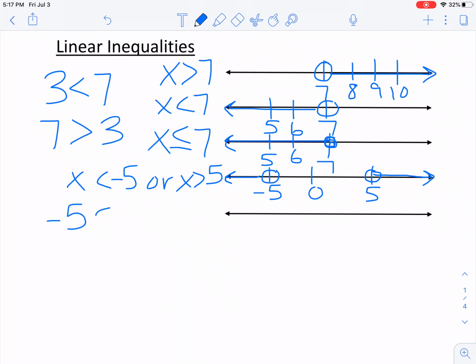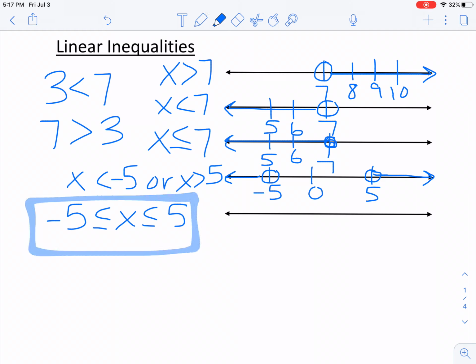If x is between -5 and 5, I like to call this the sandwich notation. What this means is that x is sandwiched between -5 and 5. So it's somewhere between -5 and 5 on the number line. So we want all the values between, and this time we want a closed dot to indicate that we're including -5 and 5.